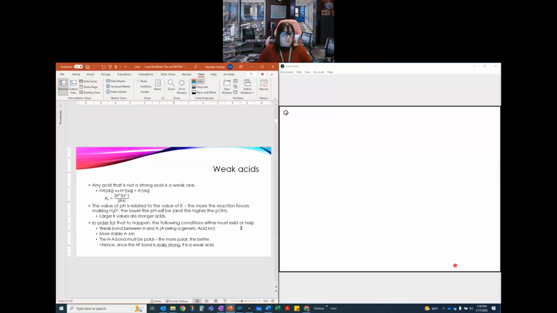In order for that to happen, the following conditions either must exist or help. If you have a weak bond between H and A, then that's helpful. HF does not have a weak bond. It has a very strong bond, and that's why it's a weak acid. It also needs a more stable A minus ion. If A minus is more stable than HA, then it's a better acid. It comes apart more. The HA bond must be polar, and the more polar, the better.